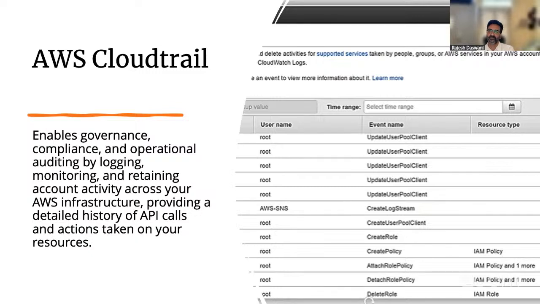My friend Bob decided to launch an EC2 instance at 10 a.m. last night in the US East 1 region. That information is stored in CloudTrail as an audit log. And so using CloudTrail, you can actually see a detailed history of all of the API calls and actions taken in your AWS account against your AWS resources.